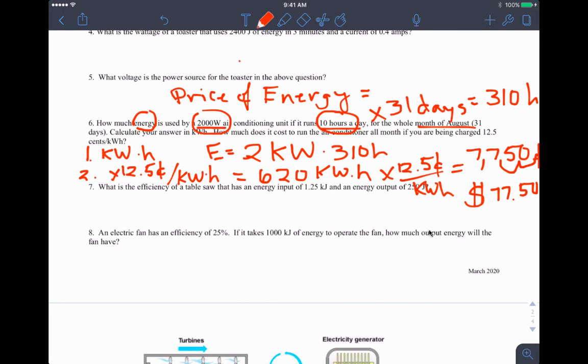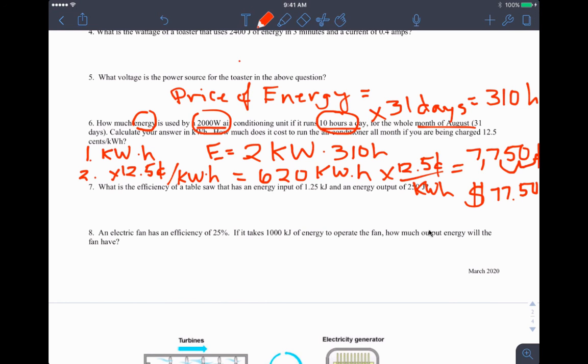So that's one application that you might see, and I know I just did that for your practice there, but a question like that is an extension of calculating the price of energy. So anyway, I hope that's helpful.